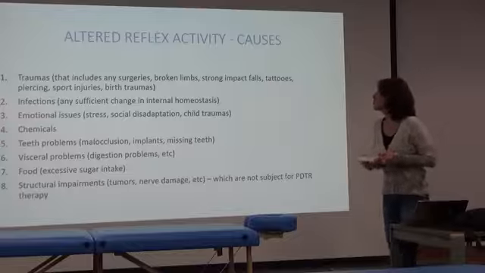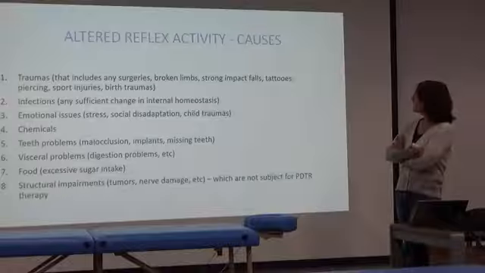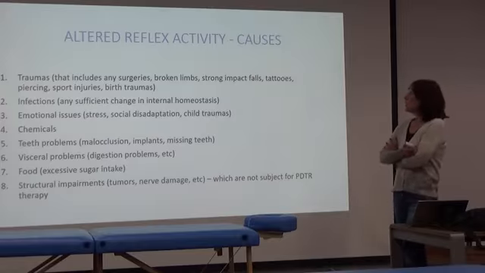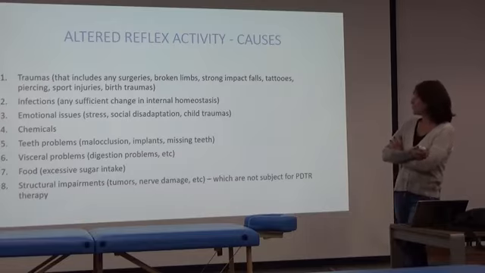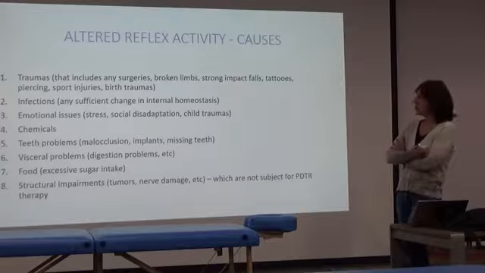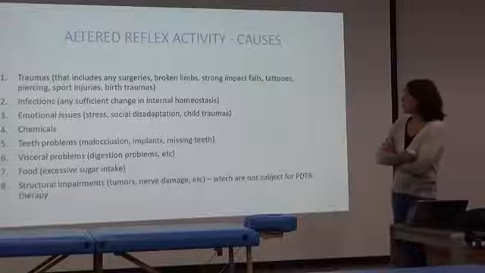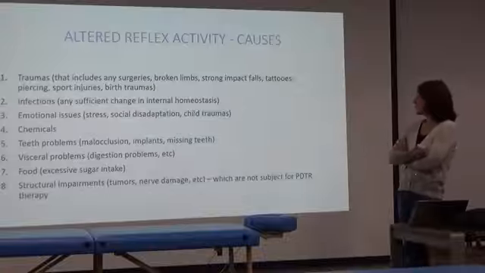So the causes of altered reflex activity: traumas, and that could include any surgeries, broken limbs, strong impact falls, tattoos, piercings, sports injuries, birth traumas, etc. Infections, any sufficient change in internal homeostasis, it could be emotional issues, stress, social disadaptation, kids' traumas, chemicals, problems with teeth, malocclusion, implants, missing teeth, could be visceral problems, digestion problems. It could be food, excessive sugar intake. It could be, of course, structural impairments like tumors, nerve damages, etc.